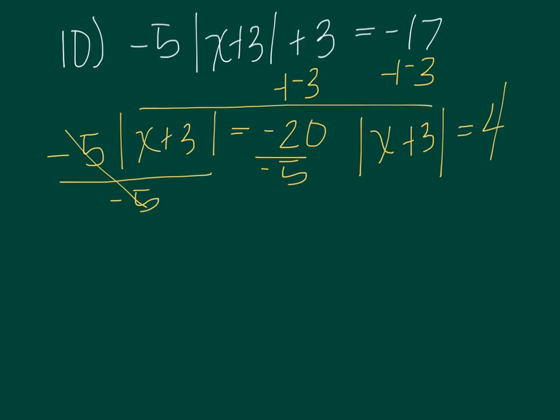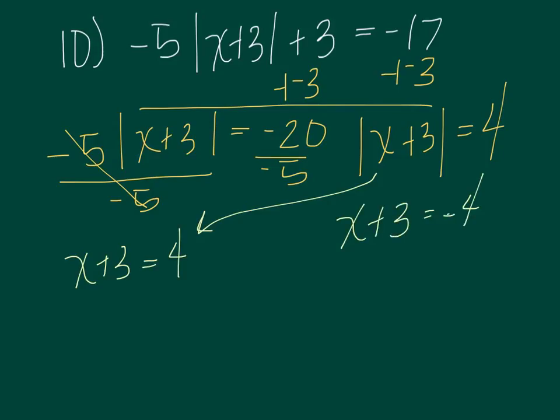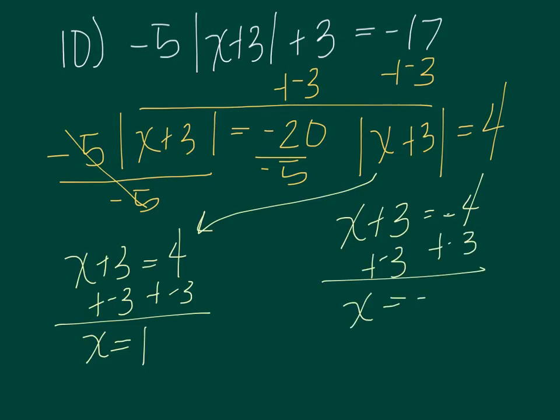So from this point, since this is isolated and it's all by itself, we can make our 2 equations. So I'm going to have x plus 3 equals 4, x plus 3 equals negative 4. And we're going to solve. I'm going to add a negative 3 to both sides to get x equals 1. And on the other one, I get x equals negative 7. I'm going to make my number line 0, 1. Again, I'm going to move negative 7 a little bit farther. Place my dot, and I am done.